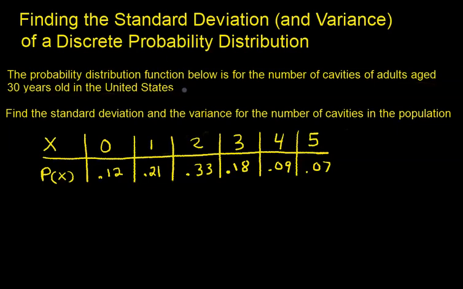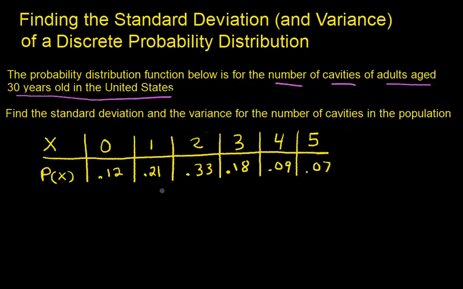In this video, we're going to discuss how to find standard deviation and variance of a discrete probability distribution function. Okay, so here is the probability distribution function. It represents the number of cavities of adults aged 30 years old in the United States. So that's what X stands for. And so the P of X would be the probability for each of these number of cavities, right?